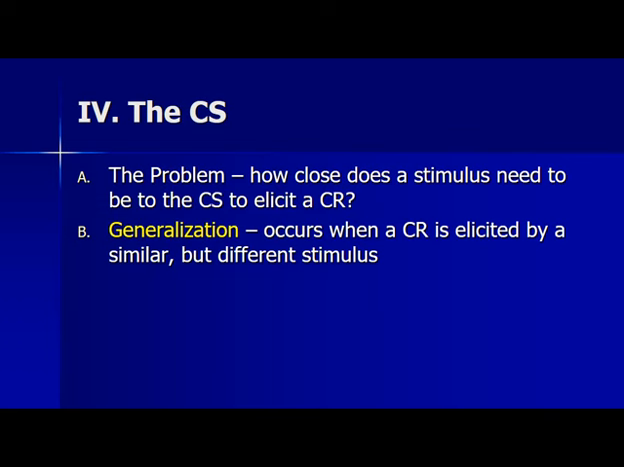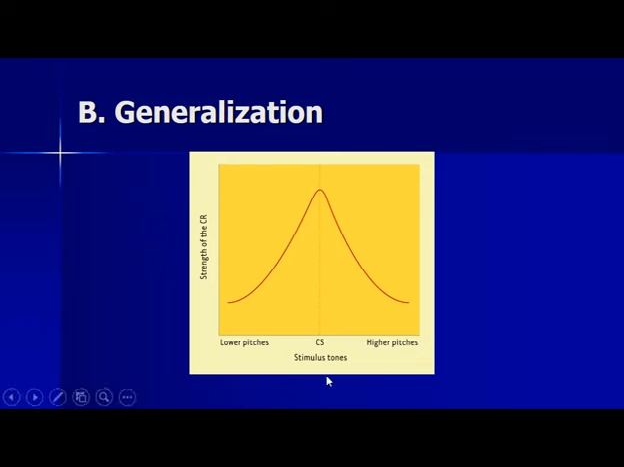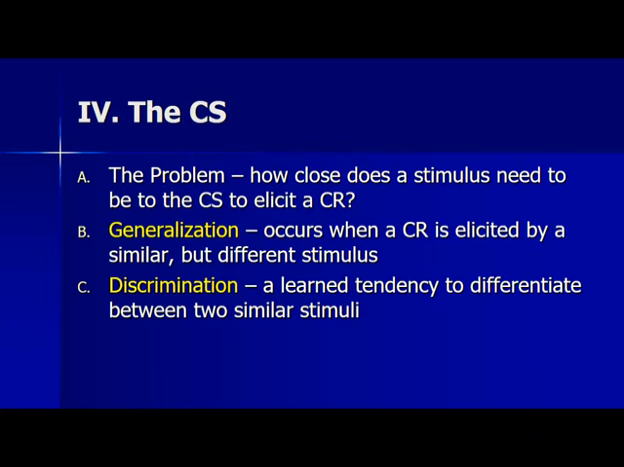So for example, we have this tone that we present as the conditioned stimulus. Let's say it's 1,000 hertz. The further we get away from 1,000 hertz above or below, the lower our response is. So the closer we are to the initial learning, the stronger the response will be. The further away we get, the weaker the response will be. So that's what we call generalization. So we would call that a generalization gradient.